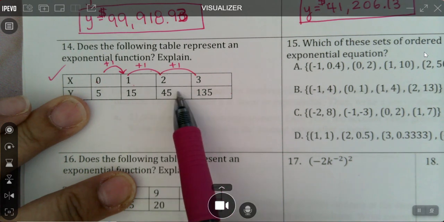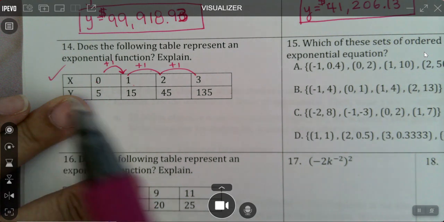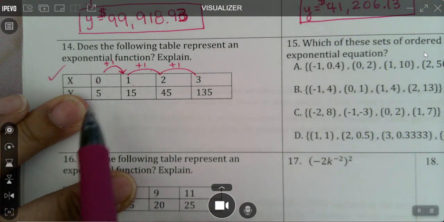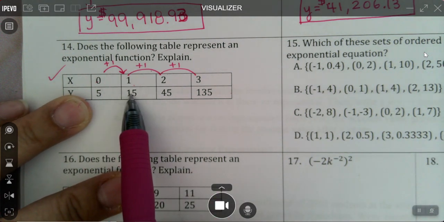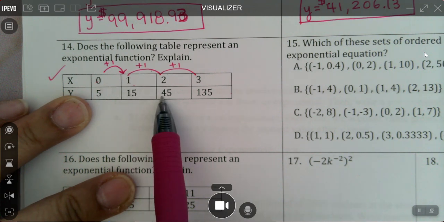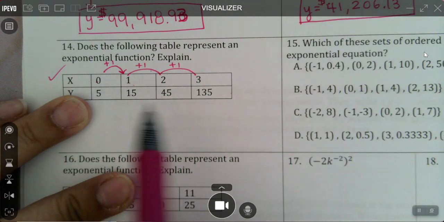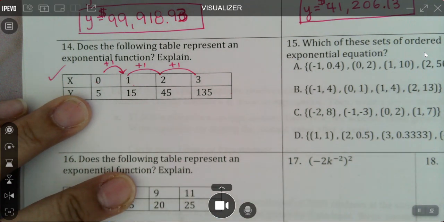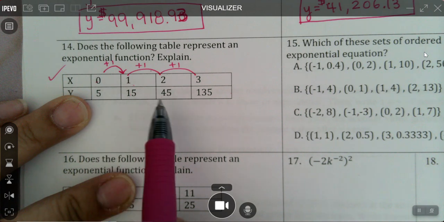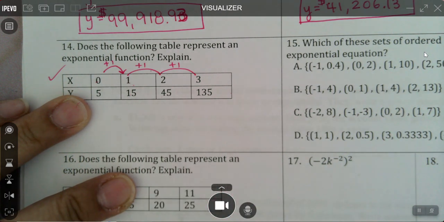It's going up too big. If it was linear, it'd be going up by the same number every single time. So from 5 to 15, it was 10, right? But if you add 10 to 15, do you get 45? So it's not linear. Could it be quadratic? We don't know. But since it's jumping so much, we're thinking exponential.